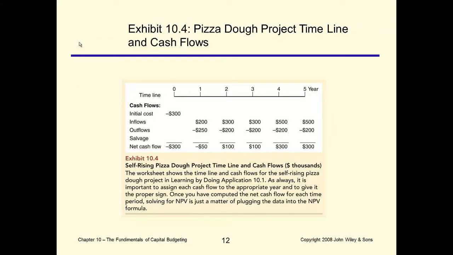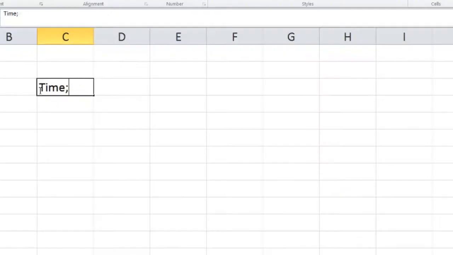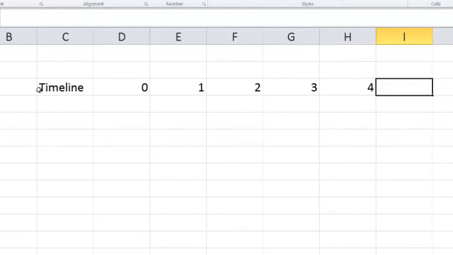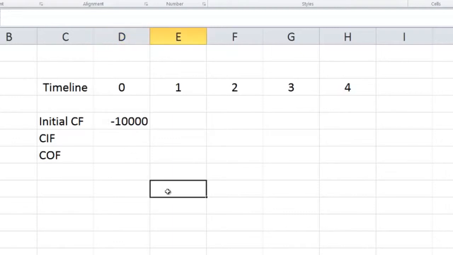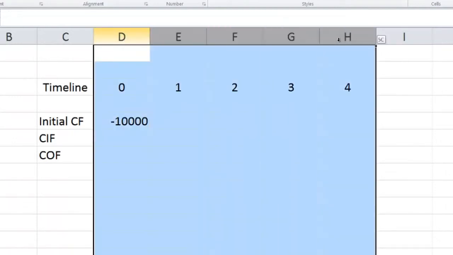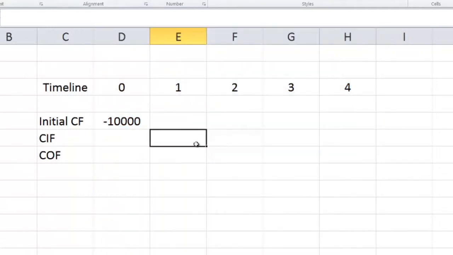And we're going to go ahead and go through one more example. So we're going to make our timeline. Year 0, 1, 2, 3, and we'll make this a 4-year project. We'll have an initial cash flow, and then each year we'll have cash inflow, cash outflow. This project requires an investment of $10,000 in year 1. So what we're going to try to determine, is this a good or a bad project?